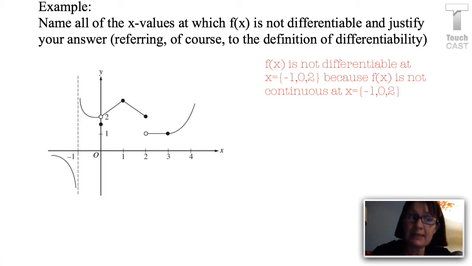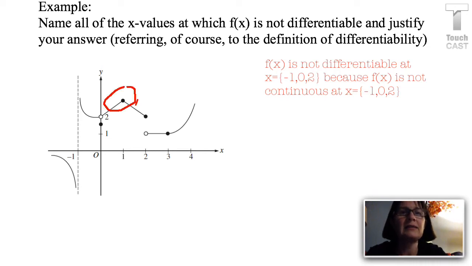Okay, I think there's one other place where f of x is not differentiable. It's a place where it is continuous, and it's here. Let's see. This is my hint, the corner. So here's what I would write. I think f is not differentiable at x equals 1. If I was explaining to my baby brother, I'd say because there's a corner.